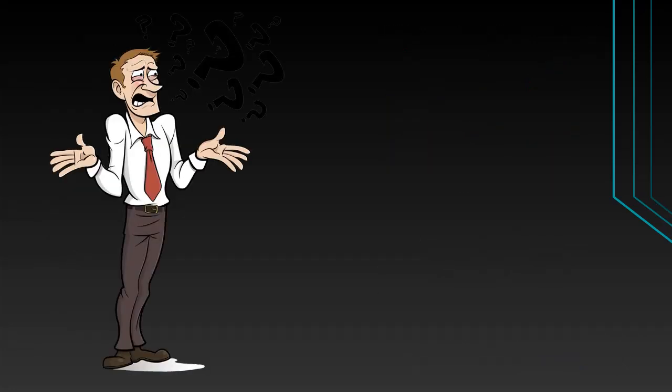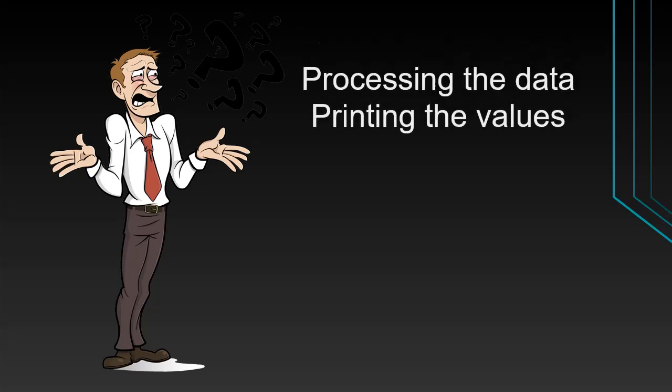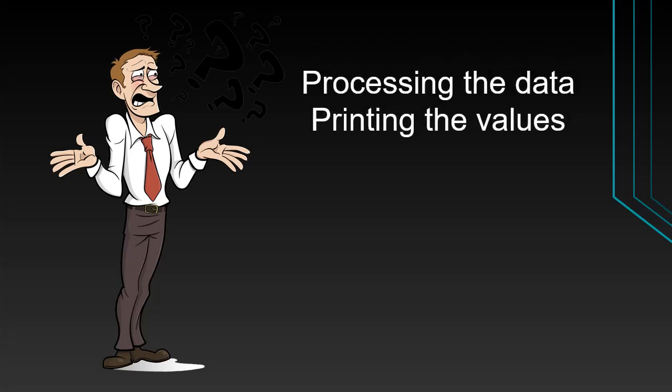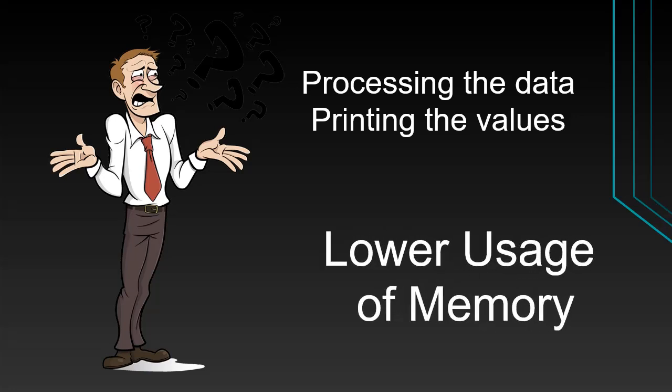Yeah, I agree, union makes things worse, like processing the data or printing the values. Union was introduced to lower the usage of memory. It reduces the usage of memory drastically because the members will be sharing the memory between them. This was a brief introduction of arrays, structures, and unions.